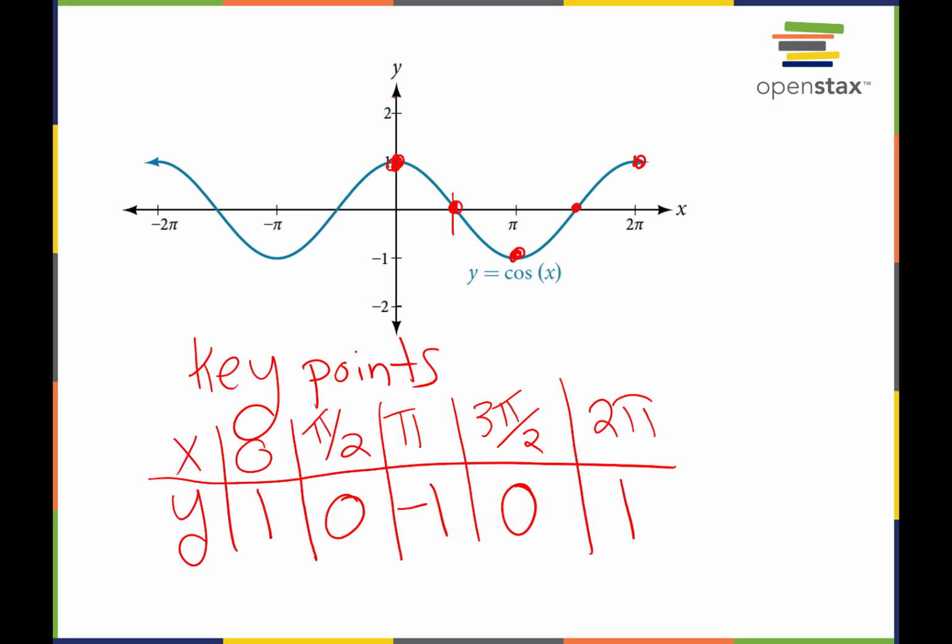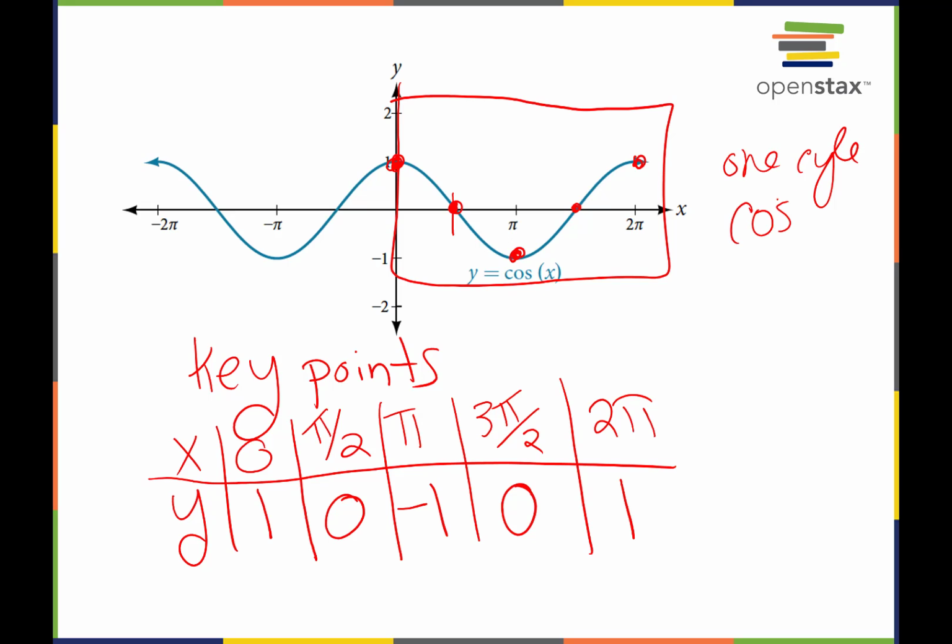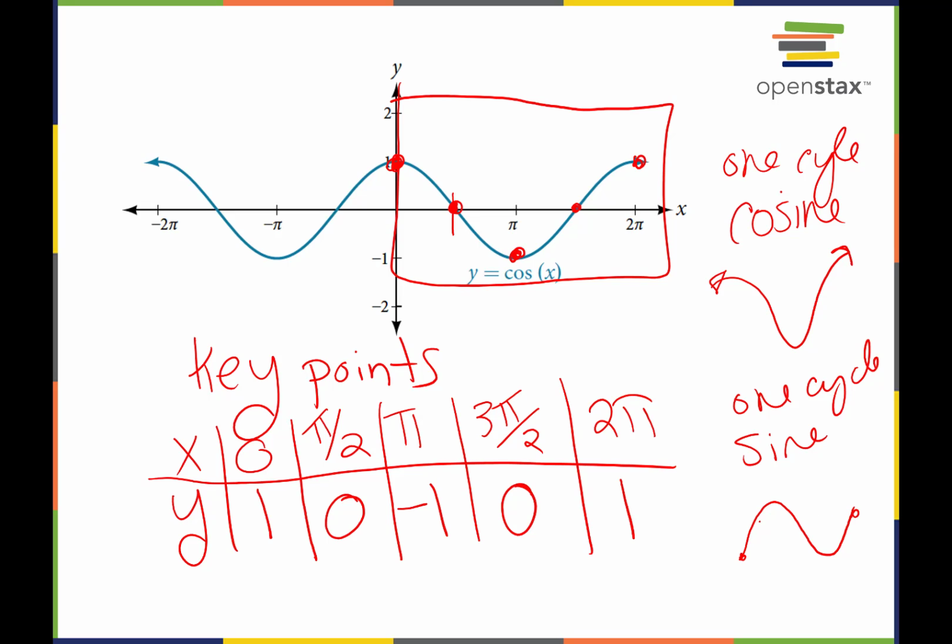Notice that if I look at one cycle of cosine, I like to point this out, the first cycle of cosine looks like a bowl. And one cycle of sine looks like this. Okay, just to point that out for future reference.